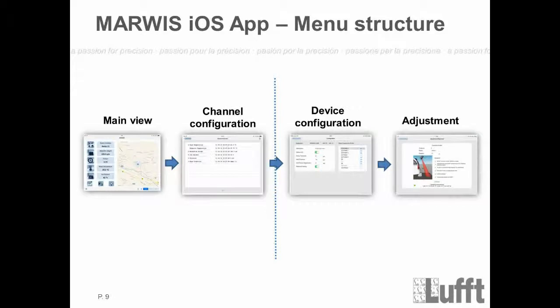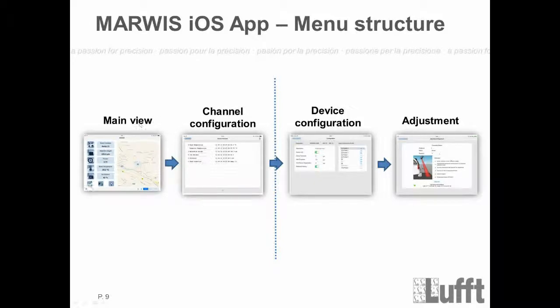What I want to show you here are the different menus which are available in the app, that means the menu structure of the app itself. If you click on the button and start the app, you will start in the main view, the main menu, which I showed you before. The structure is that you are not able from this main view to be guided directly to all the different displays or menus. It's in a row, right? If you want to go to the adjustment level here at the end, you have to pass all the other menus before.